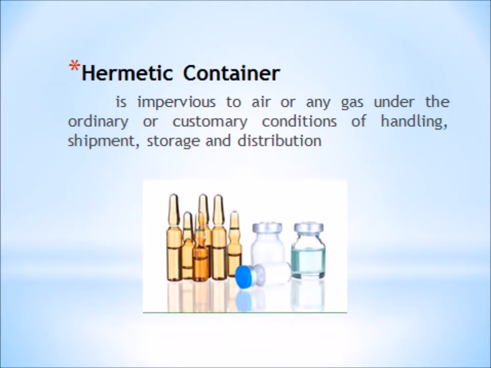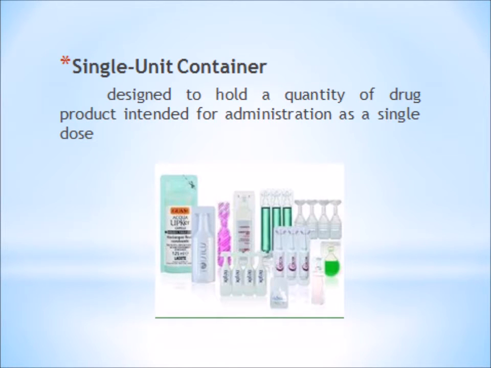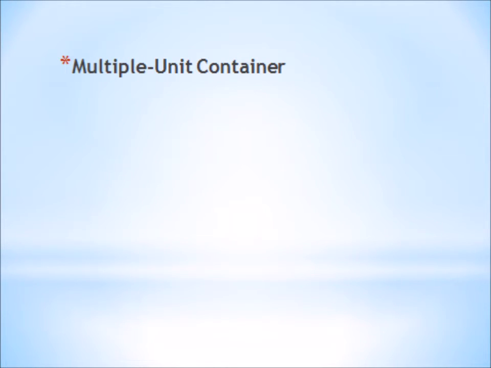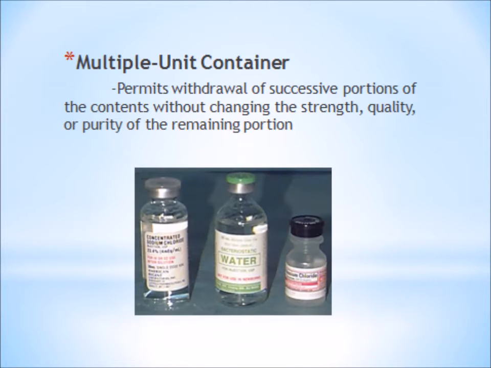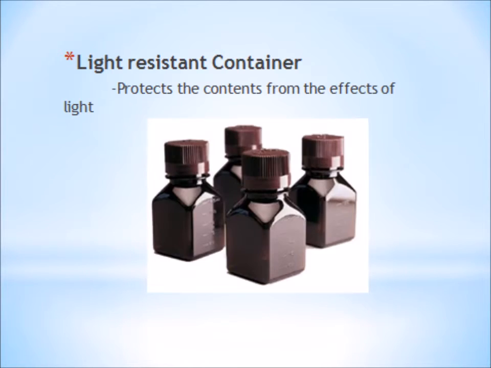Number 3. Hermetic container. Is impervious to air or any other gas under the ordinary or customary conditions of handling, shipment, storage, and distribution. Number 4. Single unit container. Designed to hold a quantity of drug product intended for administration as a single dose. Number 5. Multiple unit container. Permits withdrawal of successive portions of the contents without changing the strength, quality, or purity of the remaining portion. Number 6. Light resistant container. Protects the contents from the effects of light.